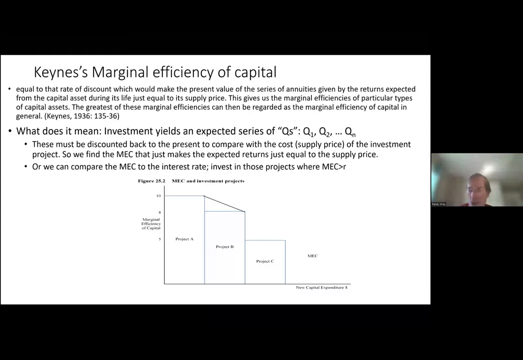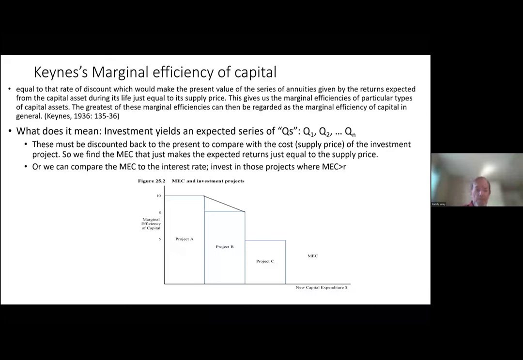This is not marginal productivity of capital. So it's not physical output. It is the money returns you can get from investing in capital. So it's a money return, not a physical return. Some people accuse Keynes wrongly of having some kind of marginal productivity theory. He didn't. This is all in dollars or pounds.